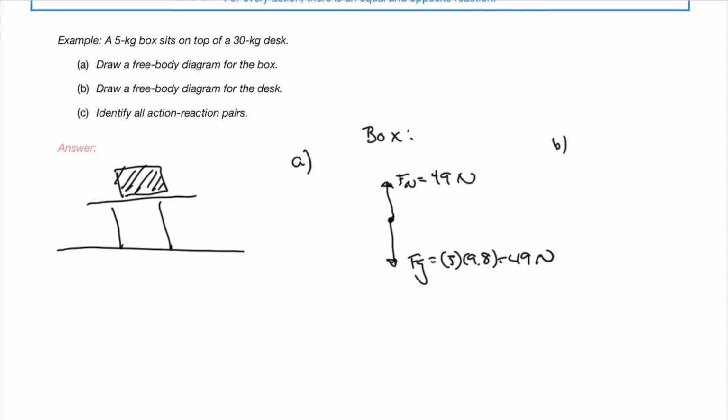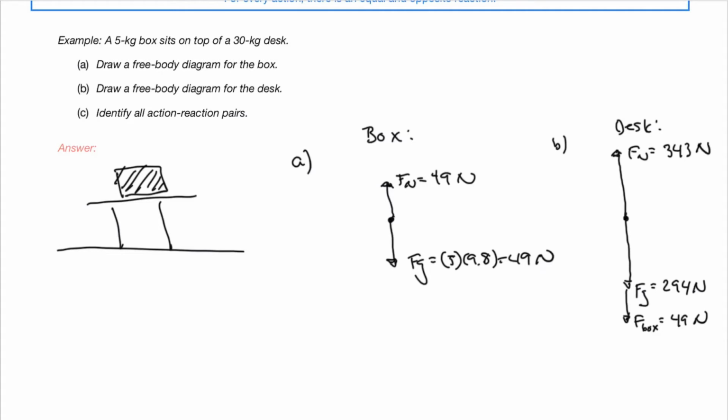Now let's look at the desk. The desk has a force of gravity acting on it, and because its mass is 30 kilograms, the force of gravity is 294 newtons. Because the box is sitting on the desk, it also exerts a downwards force on the desk, and in this case, it is equal to 49 newtons. There's also a normal force from the ground pushing up on the desk, and that's going to have to cancel out both these downward forces, so it has a magnitude of 343 newtons.